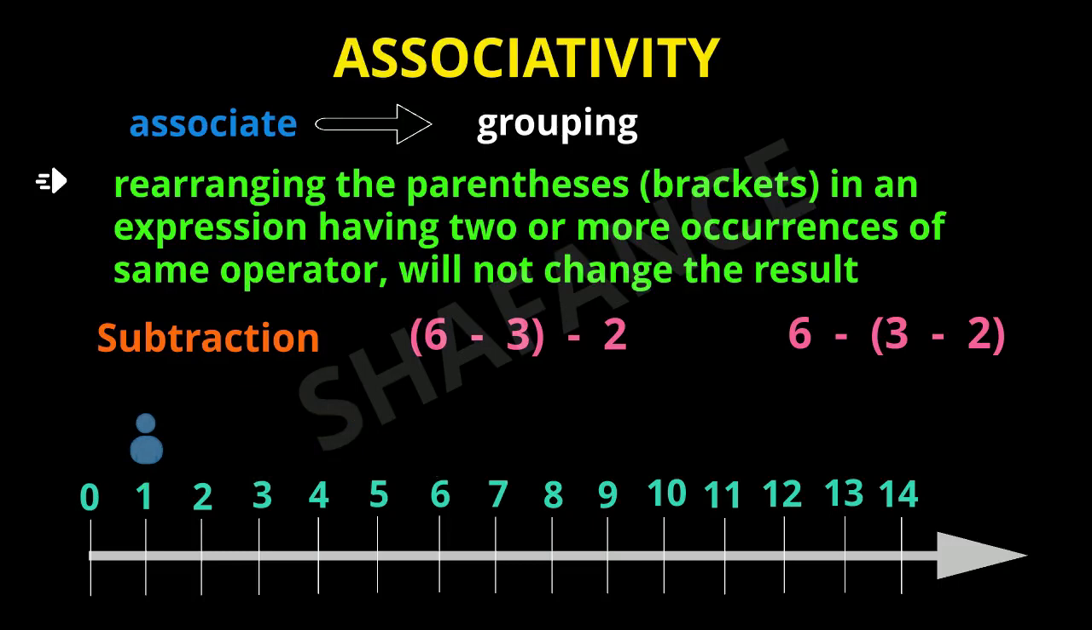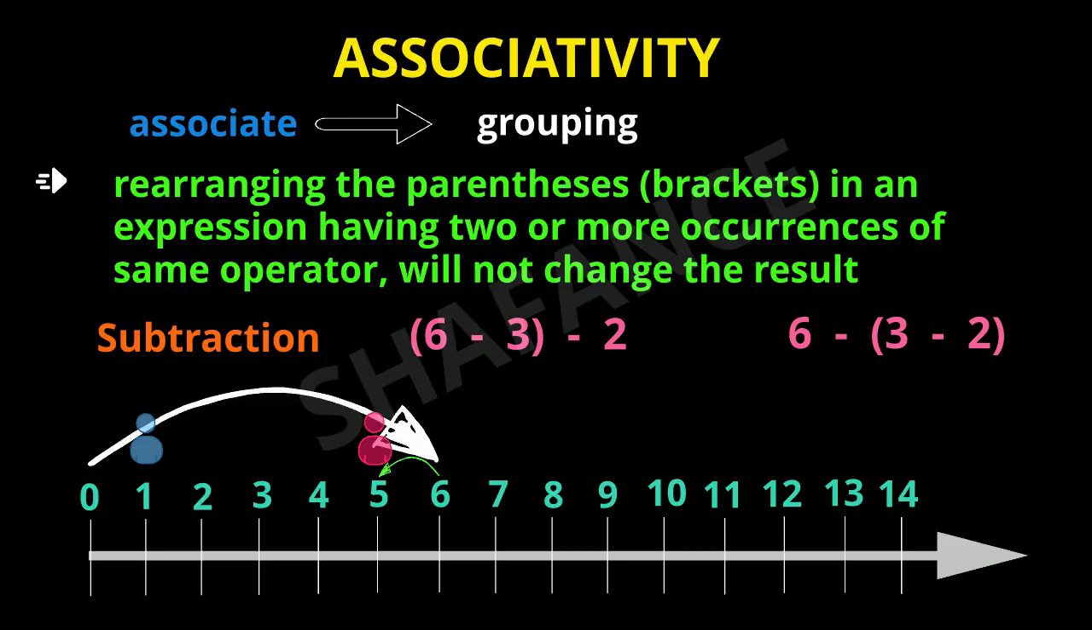In the second equation, first we will do 3 minus 2, as this is inside the bracket. So the answer of this operation is 1. Now we have to subtract this 1 from 6. So we will move 6 steps on the positive side and then take away 1 step. So the person reaches 5 in this case.